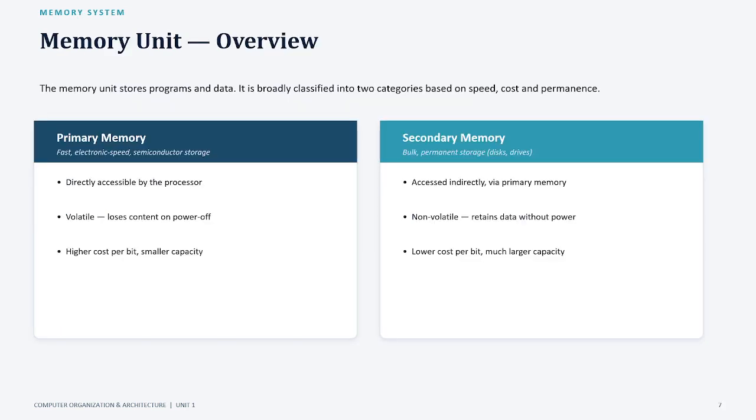The next one is the memory unit. The memory unit stores programs and data. It is broadly classified into two categories based on speed, cost, and performance. Primary memory is fast in speed. Secondary memory is low cost per bit. It has larger capacity, while primary memory has a smaller capacity. Primary memory is directly accessible by the processor. Secondary memory is accessed indirectly via primary memory. Primary memory is volatile, secondary memory is non-volatile.